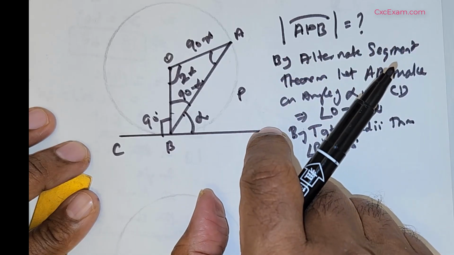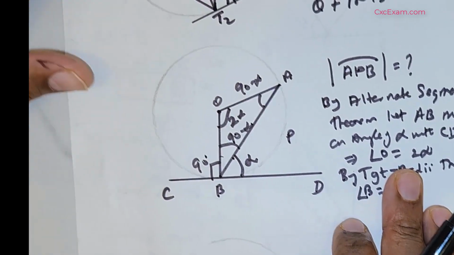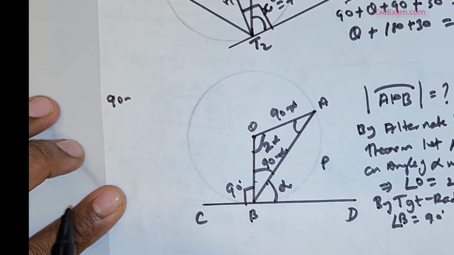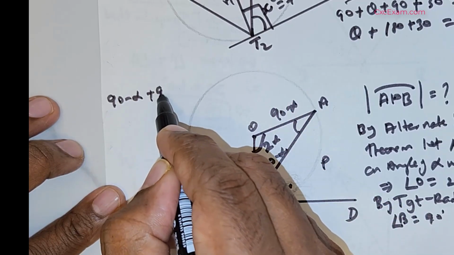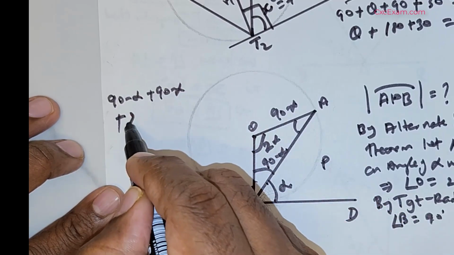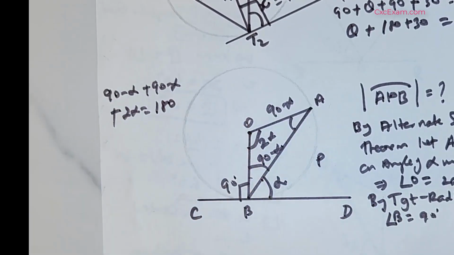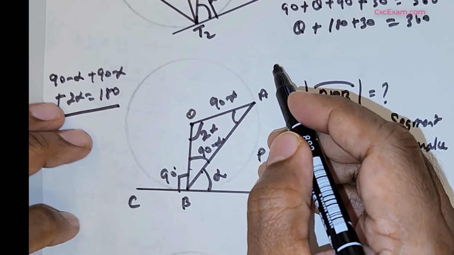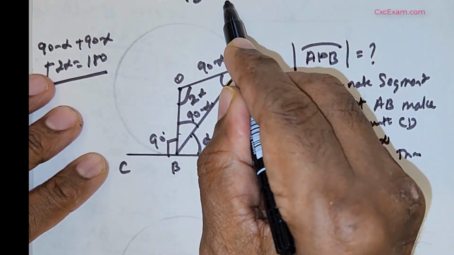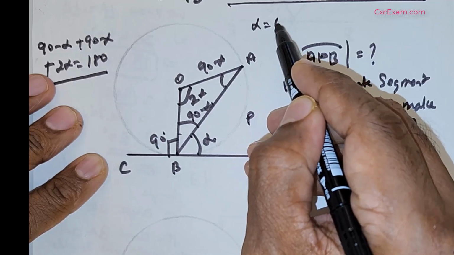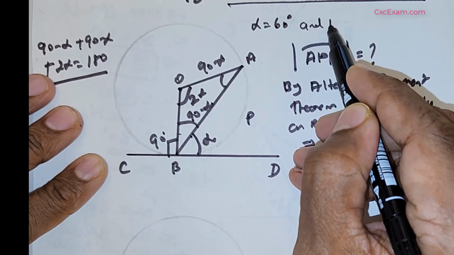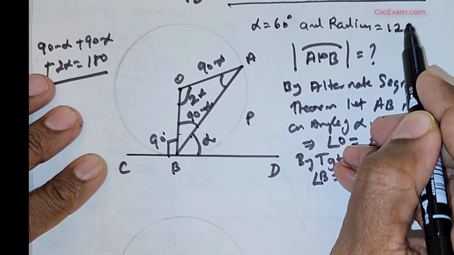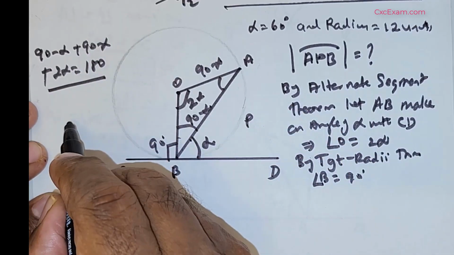So if I were to take the sum of the angles in a triangle, we have 90 minus alpha plus 90 minus alpha plus 2 alpha, which is all going to be equal to 180 degrees. Now the labeling is consistent. We are given 2 pieces of information to handle this question. One is alpha is given to be 60 degrees and the radius is given as 12 units. So this arc length is required.